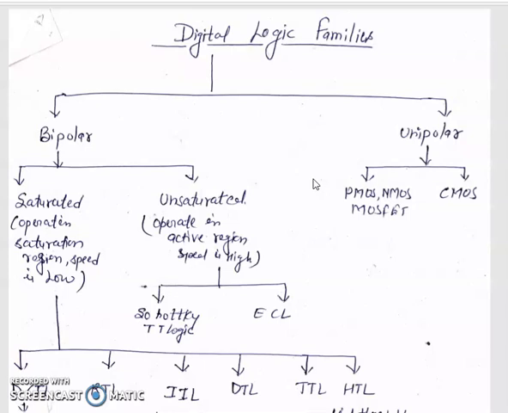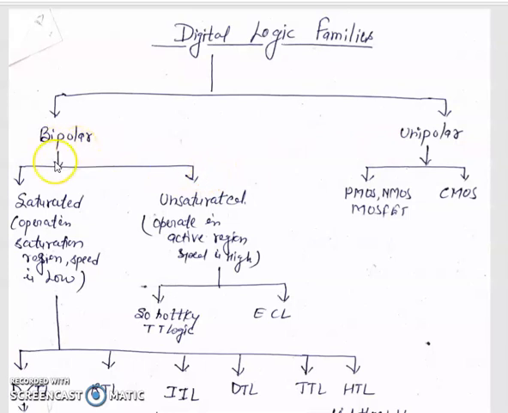Digital logic families are categorized in two basic categories, bipolar and unipolar. What is bipolar and what is unipolar? When we read about the transistor, we are familiar with the term bipolar, that is, its conduction properties depend on both charge carriers, electrons and holes. Whereas in unipolar, the characteristics of conductivity depend on only a single polarity, either electrons or holes.